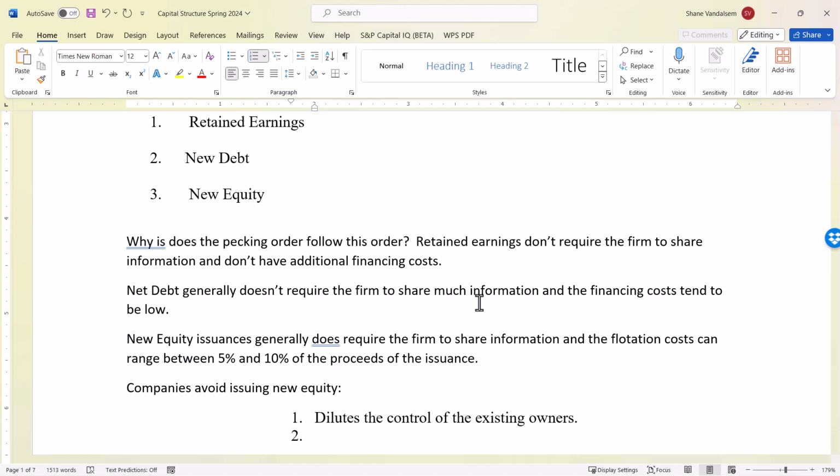The second reason is that it sends the signal that the stock is overvalued.